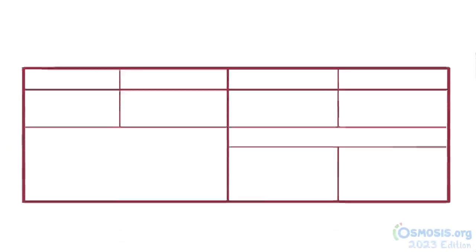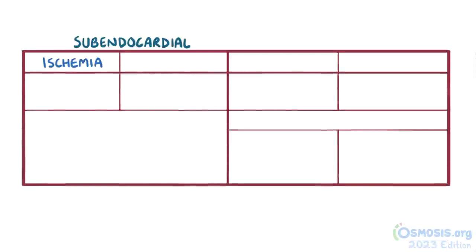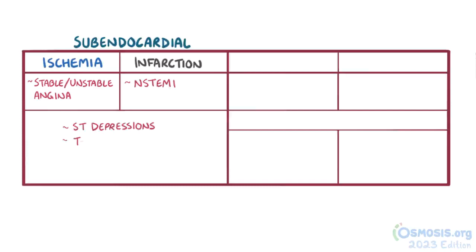Alright, as a quick recap. Subendocardial ischemia can reflect stable or unstable angina. Subendocardial infarction causes an NSTEMI. Stable angina, unstable angina, and NSTEMIs are associated with ST depressions and T-wave inversions on ECG. But the difference is that with NSTEMIs, there are elevated cardiac enzymes like CKMB and troponins in the blood.